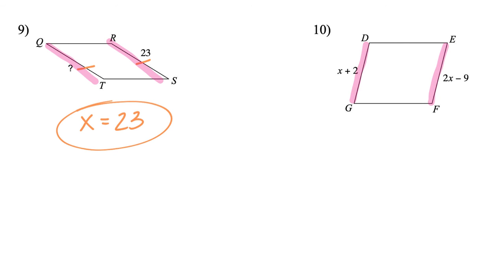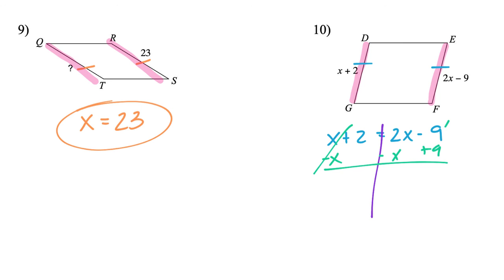Because these do not touch, that means that these two are congruent. So I will take my x plus 2, set it equal to 2x minus 9, and solve. So subtract x, add 9, and I get 11 equals x. And that's my answer.